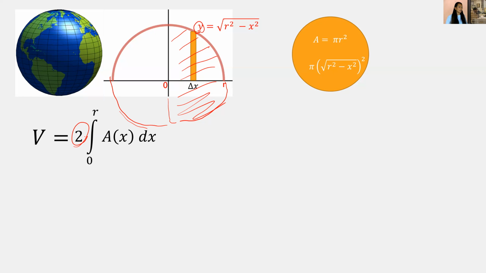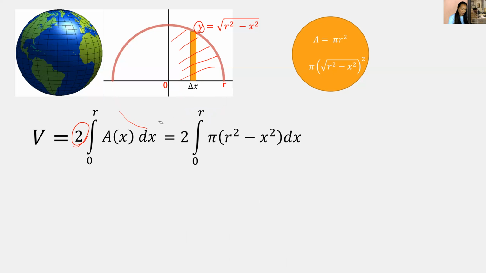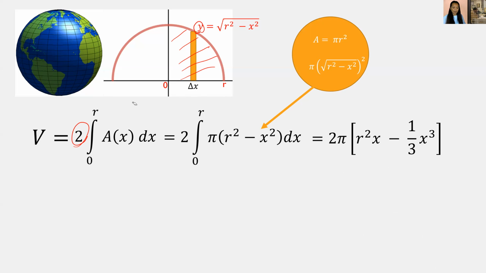And the area, as we can see, is that. So when we plug it in, we have the integral from 0 to r of pi times the area, and dx is the thickness. Okay, and we're going to double that, right? Okay, take the integral. We have 2 pi on the outside because those are the constants, r squared x minus 1/3 x to the third power, evaluate from 0 to r.